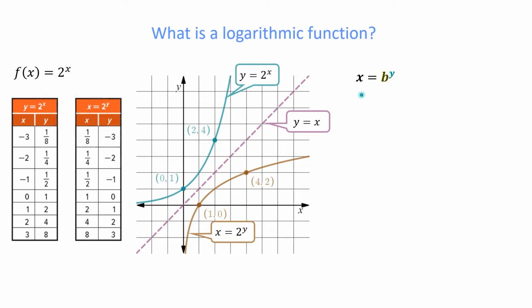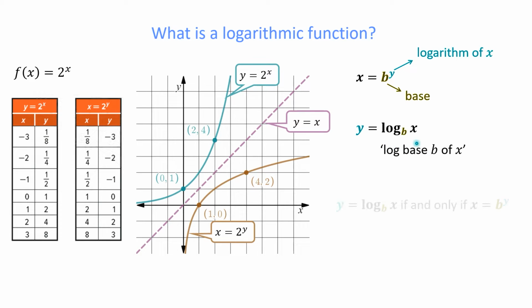Now, if we have x equals b to the power of y, b is known as your base, and y, which is the exponent here, is known as the logarithm of x. Now, the logarithm of x, this is generally how we would write it: y equals log base b of x. Please make sure you make a note of how to pronounce what we have over here. Now, y equals log base b of x if and only if x equals b to the power of y.